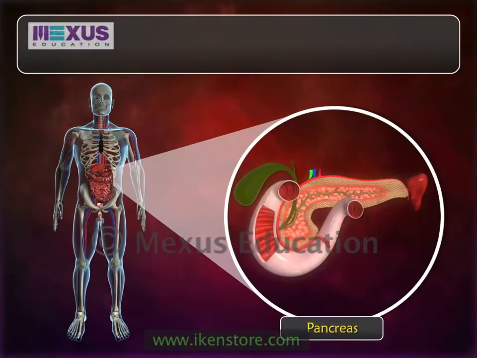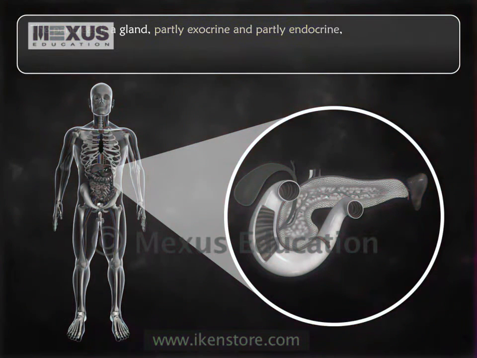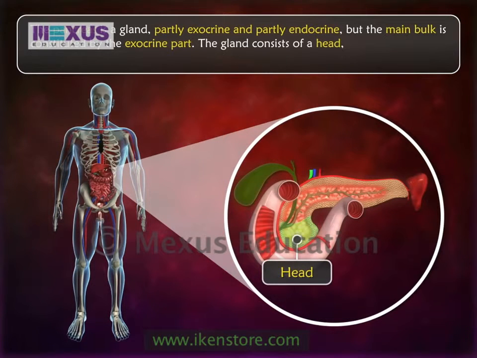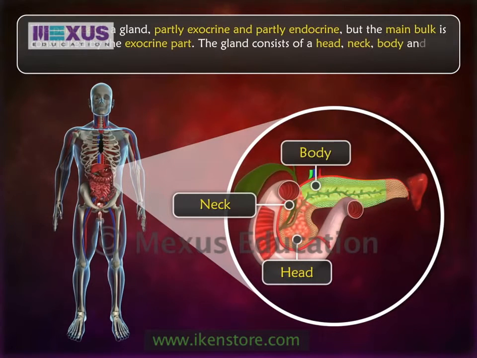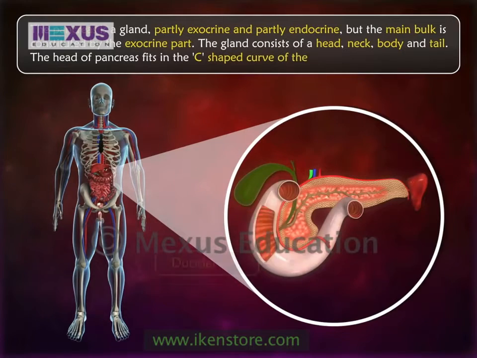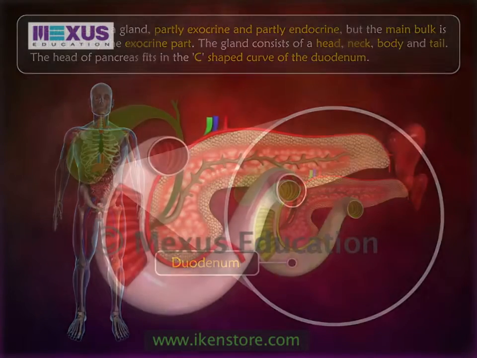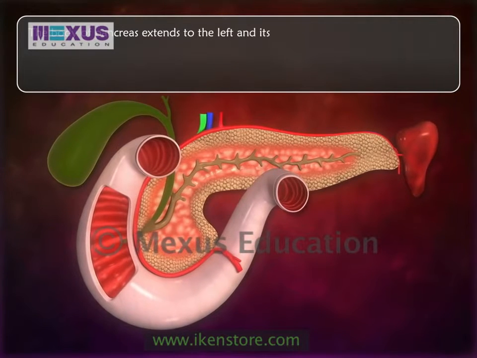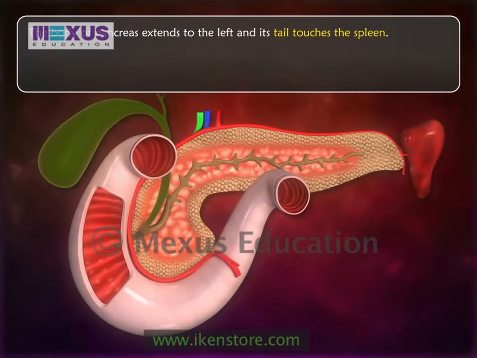The pancreas is a gland partly exocrine and partly endocrine, but the main bulk is constituted by the exocrine part. The gland consists of a head, neck, body and tail. The head of pancreas fits in the C-shaped curve of the duodenum. The body of pancreas extends to the left and its tail touches the spleen.